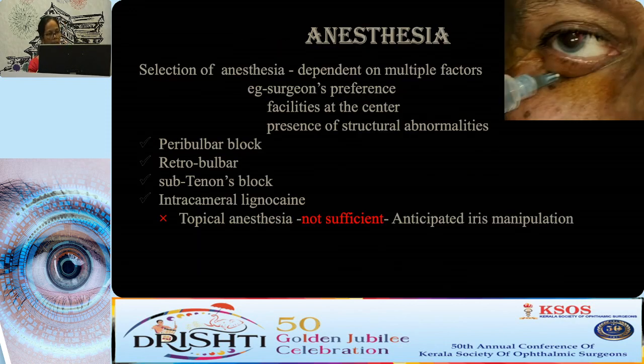Anesthesia is based on multiple factors: one, surgeon's preference, facilities available in the center, presence of structural abnormalities. In most of the cases, either peribulbar block or retrobulbar block is ideal because most of the patients need iris manipulation, so topical anesthesia should be avoided.